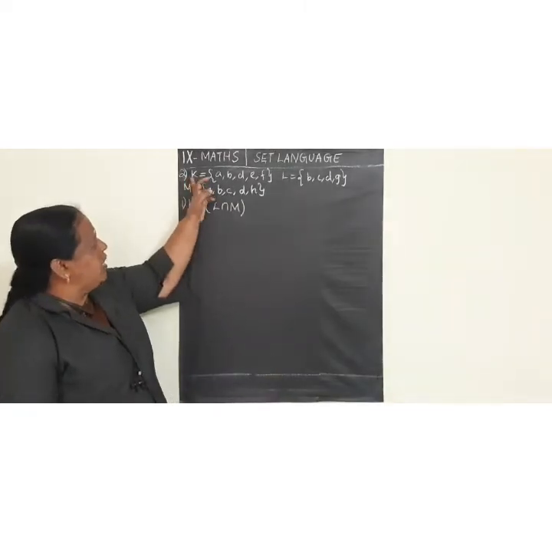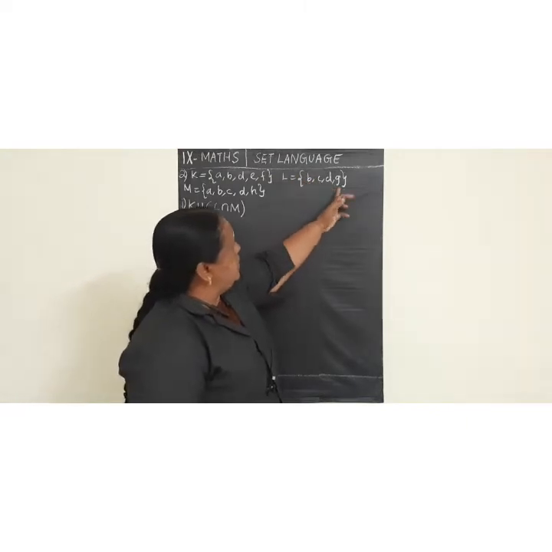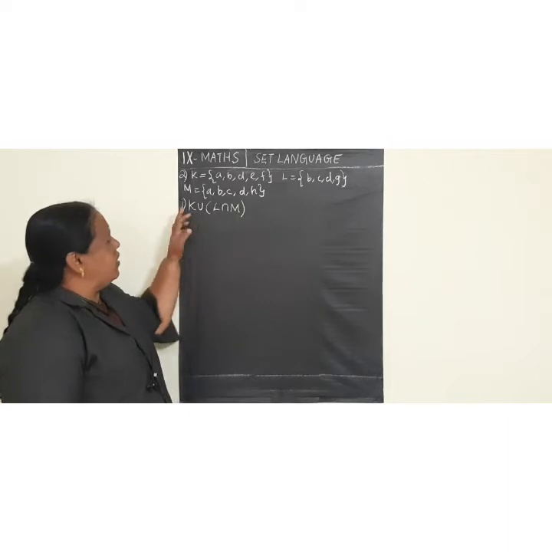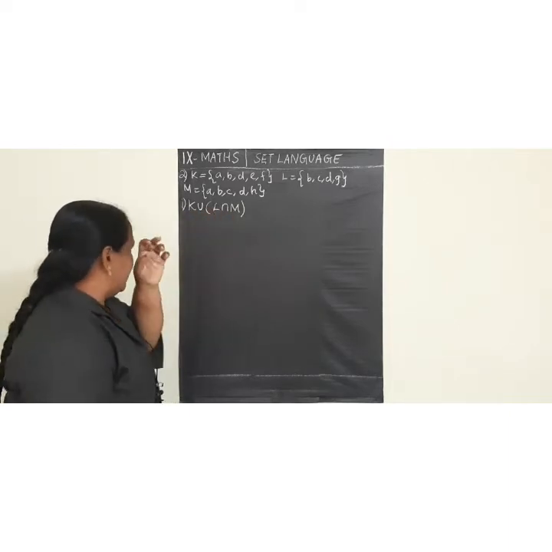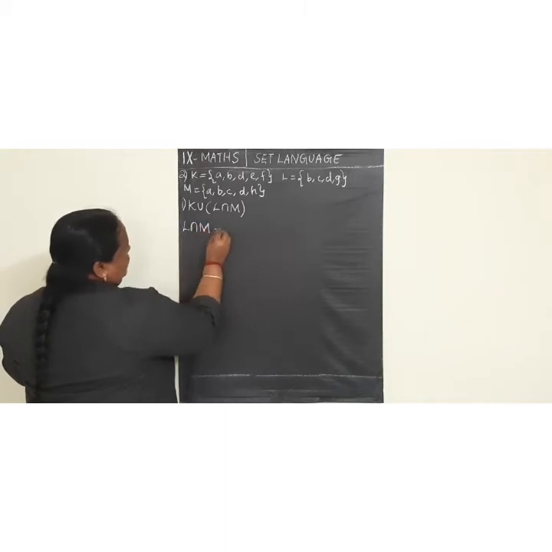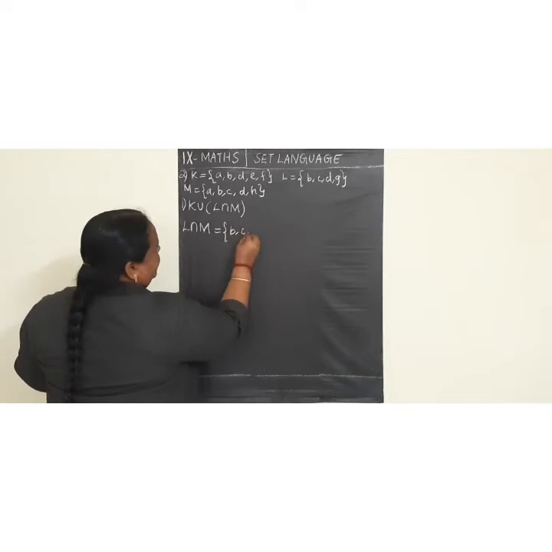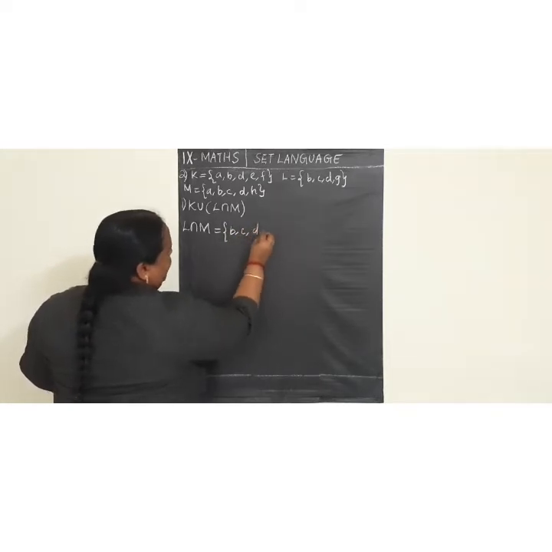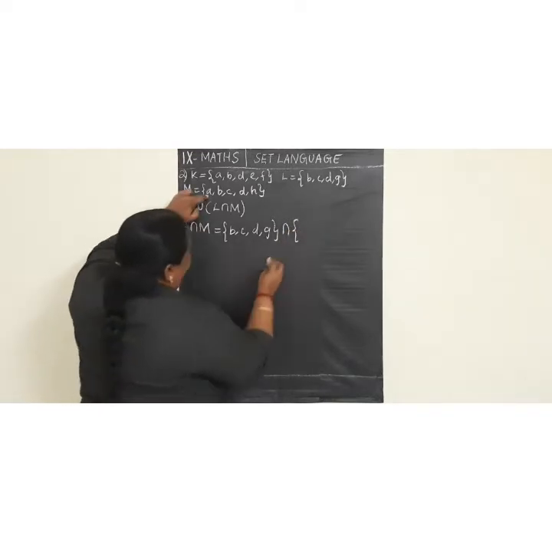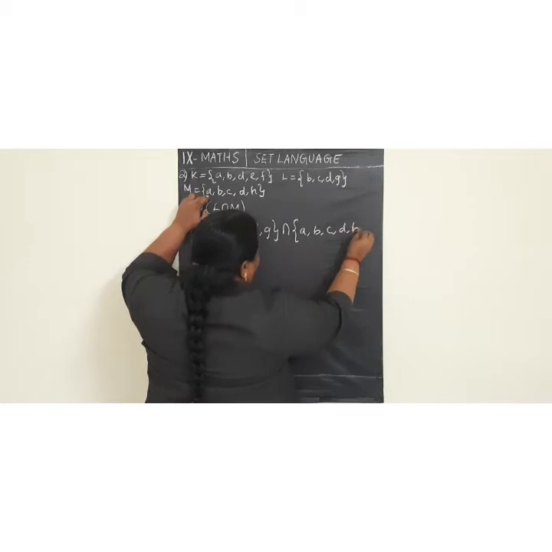The next question is K is equal to {A, B, D, E, F}, L is equal to {B, C, D, G}, M is equal to {A, B, C, D, H}. First we have to find K union (L intersection M). So first we have to find in this L intersection M. So L intersection M is equal to, first we have to write the set L, {B, C, D, G} intersection M, this {A, B, C, D, H}.